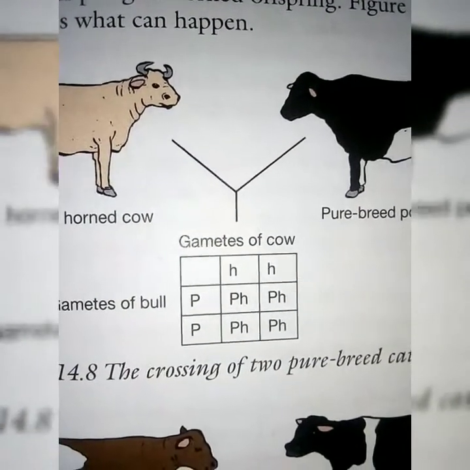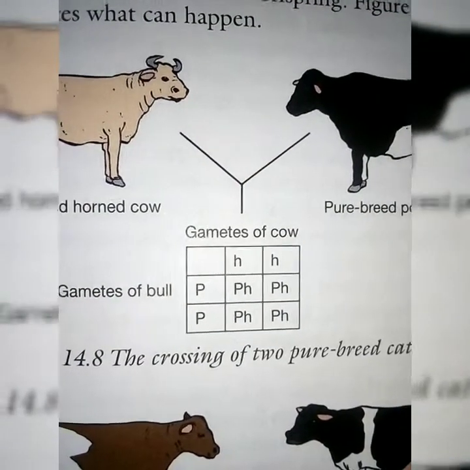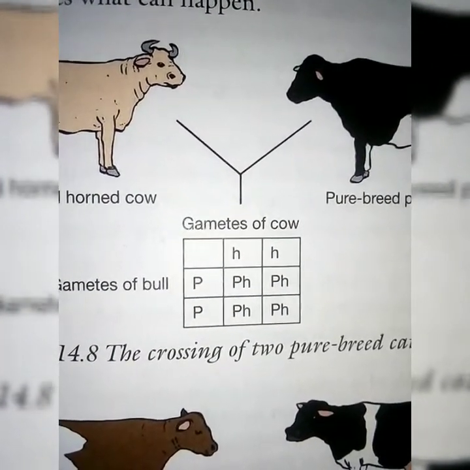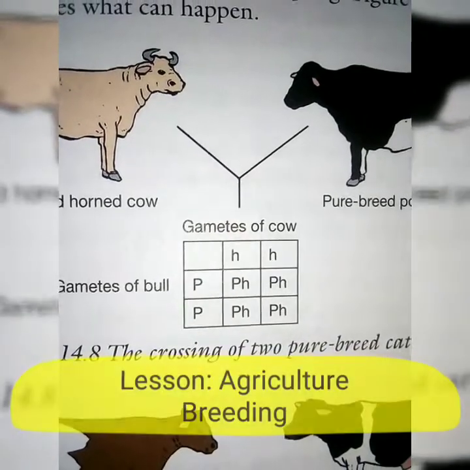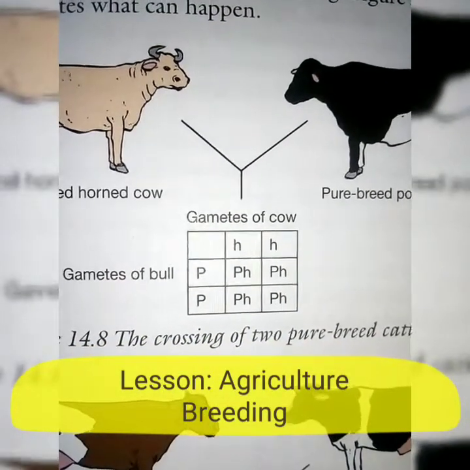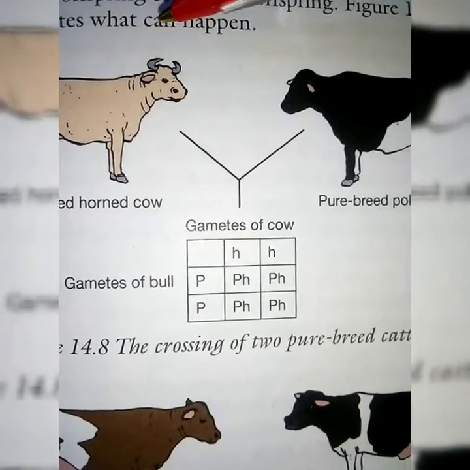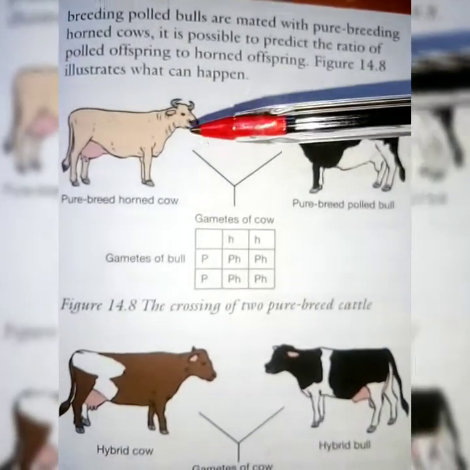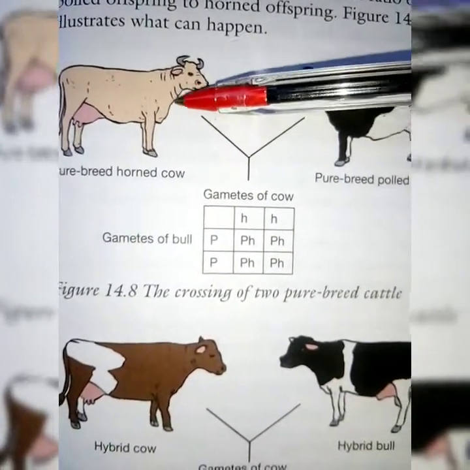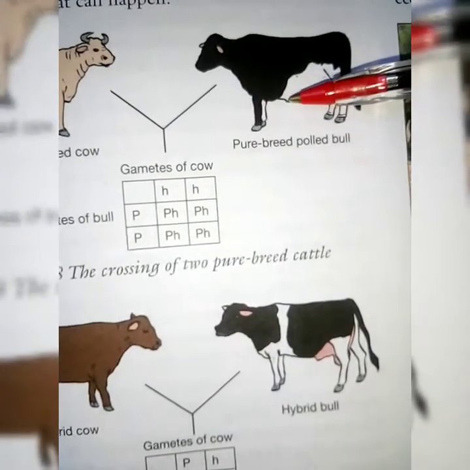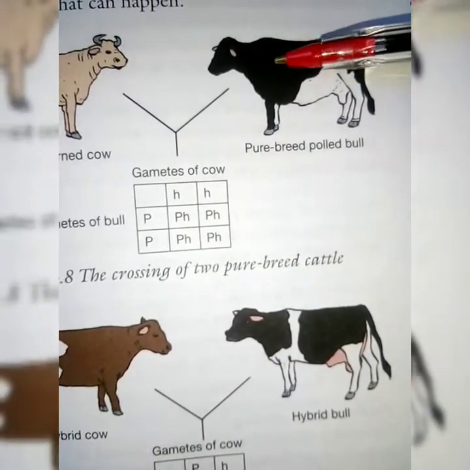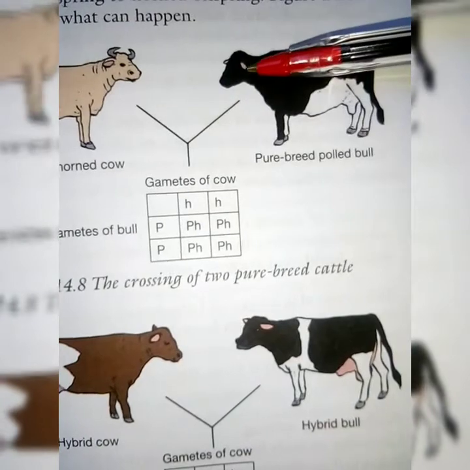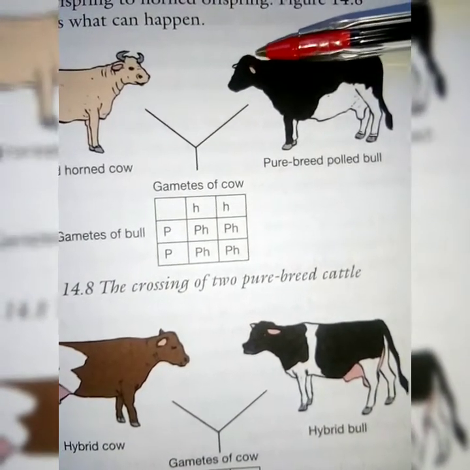Right, I promised that I would show you the diagrams and the breeding process using the diagram in your book. Let's look at these two diagrams, these two animals here. Let's start with the first one. When you look at these two animals, this is a pure breed horned cow. It has horns. This is a pure breed pawed bull. Pawed means that it has no horns. These are not horns, these are ears.